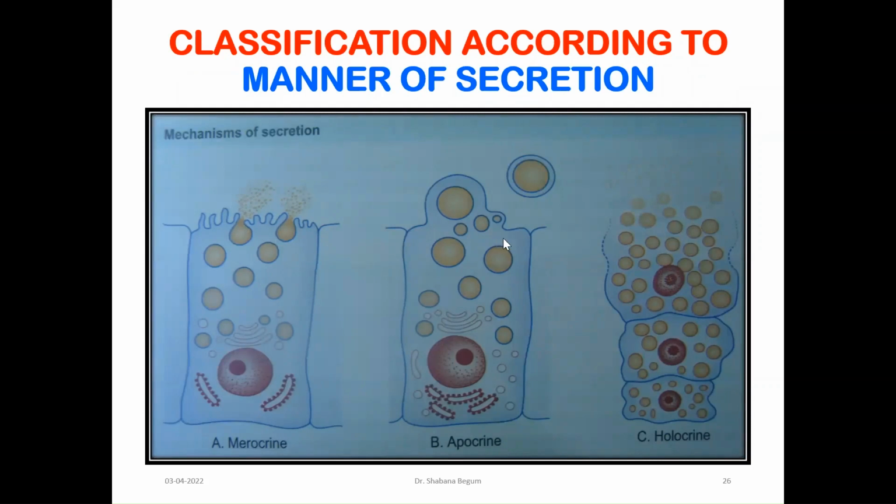Next is the apocrine variety. Here, the apical part of the cytoplasm of the cells is lost along with the secretions. Example is the lactating mammary gland. Next is the holocrine variety. Here, the whole cell bursts to liberate its secretions. So there is loss of the whole cell. The cell which is lost is replaced by a new cell. Example is the sebaceous glands of the skin, which secrete sebum.